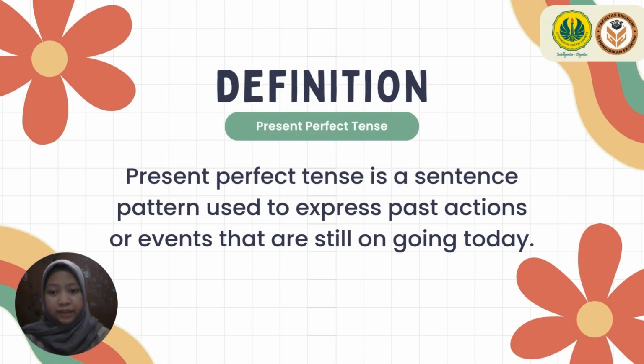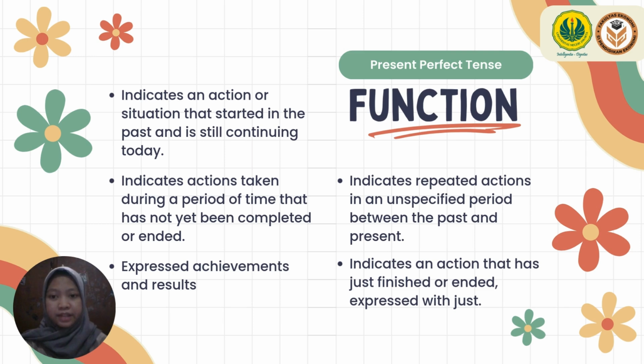Definition of present perfect tense is a sentence pattern used to express past action or events that are still ongoing today. It means that the action still continues and is unfinished. The functions of present perfect tense are: indicates an action or situation that started in the past and is still continuing today, indicates action taken during a period of time that has not yet been completed or ended, expresses achievement and result, indicates repeated action in an unspecified period between the past and present, indicates an action that has just finished or ended, expressed with just.